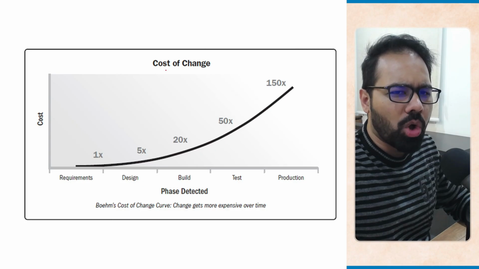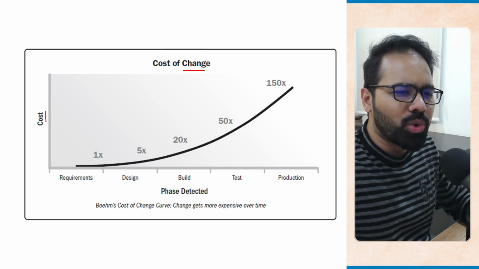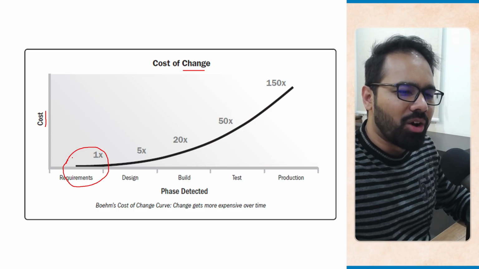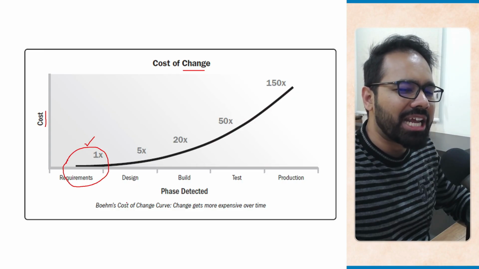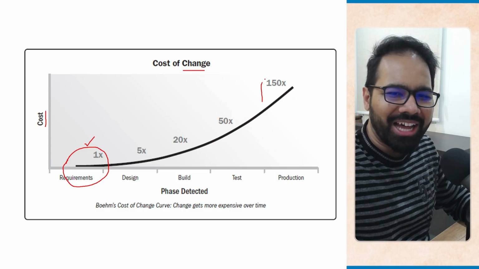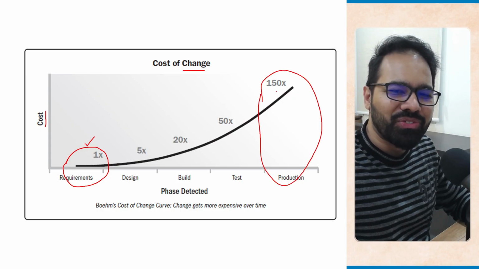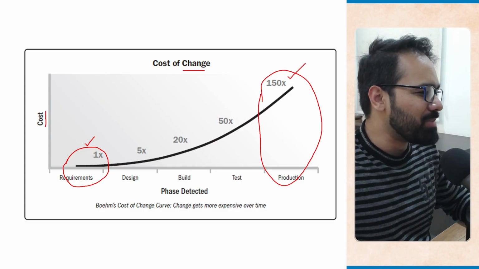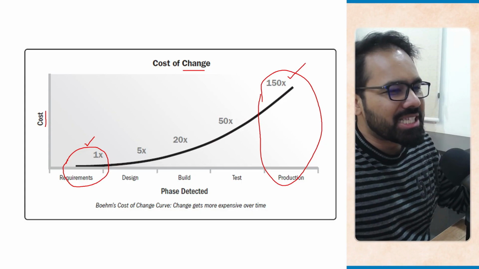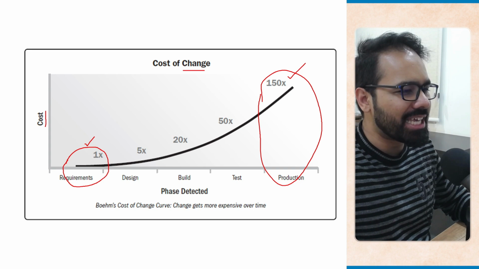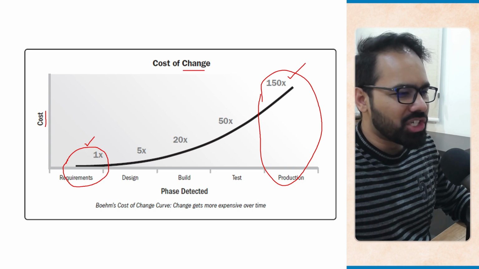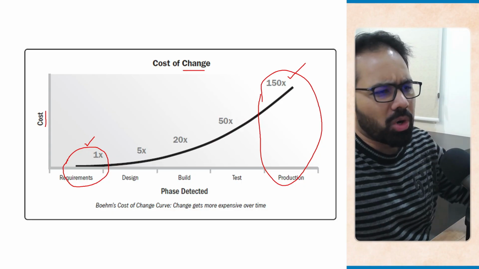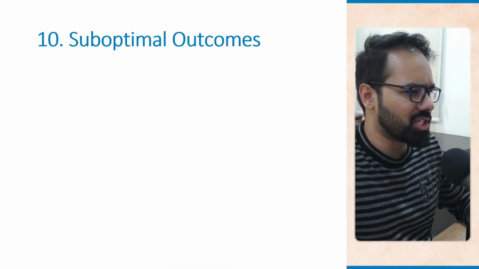It talks about the cost of change and then it talks about the actual cost. And you can see it's much easier to fix or make changes when you are in the requirements phase. But if you are in production, the cost of change is 150x. So this is something that you should be aware of. This basically shows how fixing bugs or making changes earlier is much cheaper than as the project progresses and during the later phases of the project.